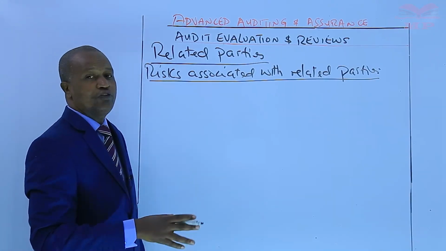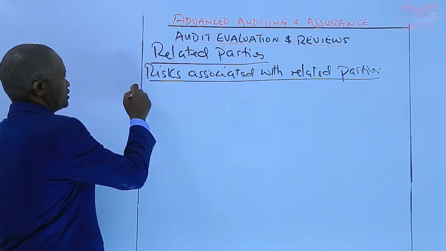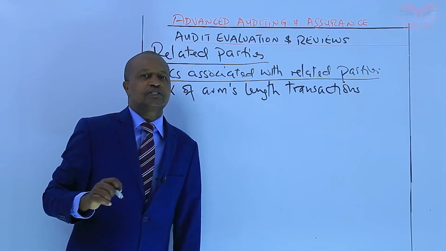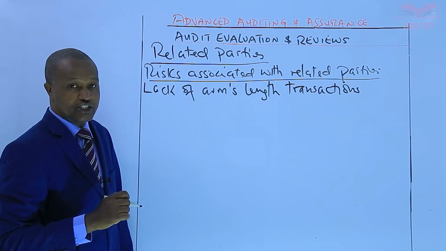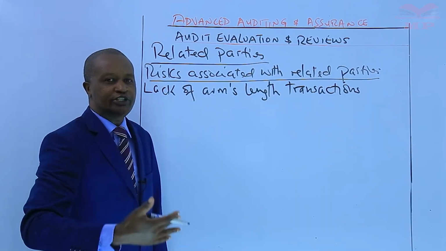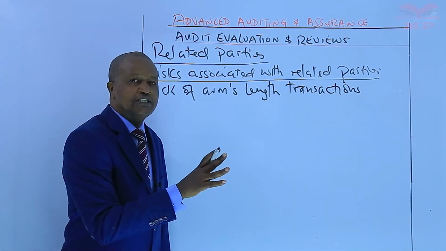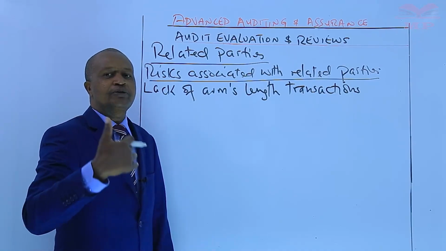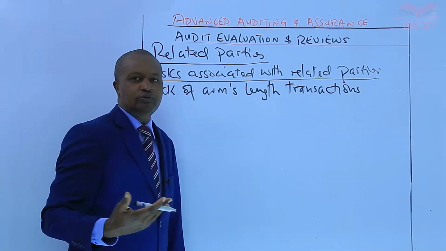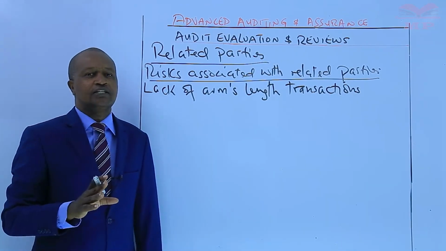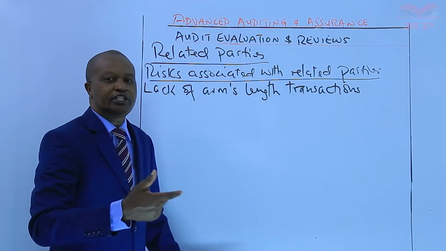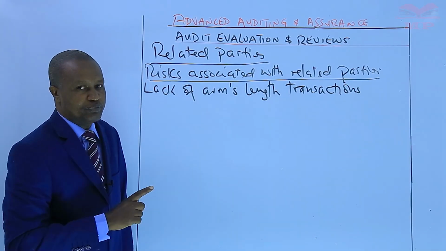Now, one is lack of arm's length transactions. Related party transactions may not be conducted on normal commercial terms, which may lead to risks of over or under representation, or under or over valuation of assets or liabilities, and that can result in inaccurate financial reporting and misrepresentation of the entity's financial position and performance.